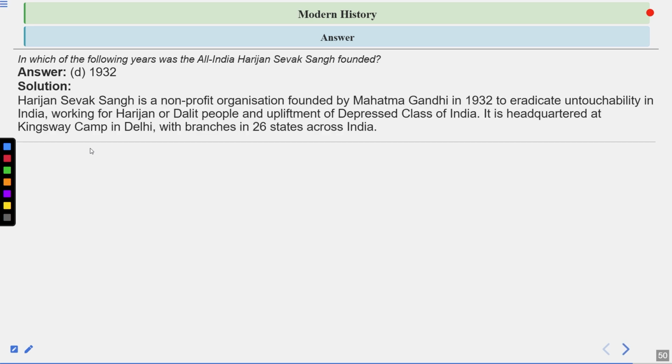Harijan Sevak Sangh is a non-profit organization founded by Mahatma Gandhi in 1932 to eradicate untouchability in India, working for Harijan or Dalit people and upliftment of depressed class of India. It is headquartered at Kingsway Camp in Delhi, with branches in 26 states across India.